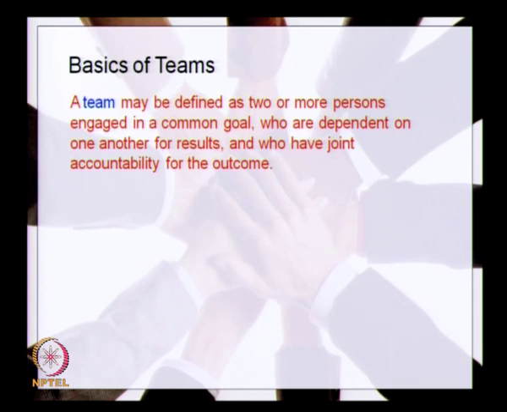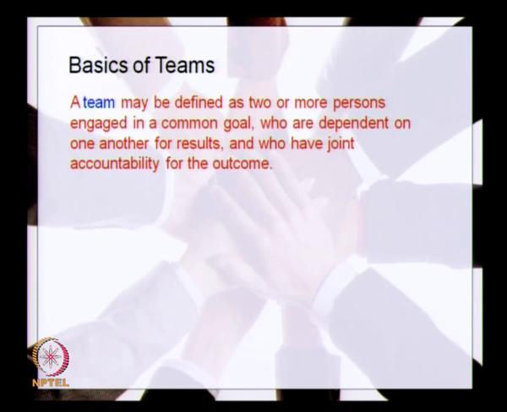We can define a team as two or more persons engaged in a common goal who are dependent on one another for results and who have joint accountability for the outcome. As you can see, these terms are very important. A team is a group of two or more persons engaged in a common goal. That is important: the goal is common for everyone, it is not the team leader's goal or someone else's goal. And they are dependent on one another for results.